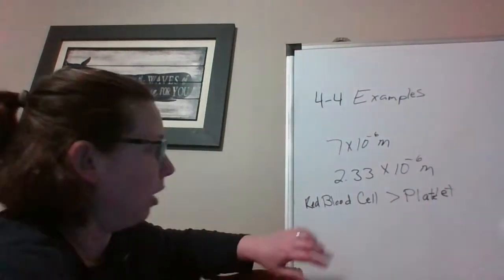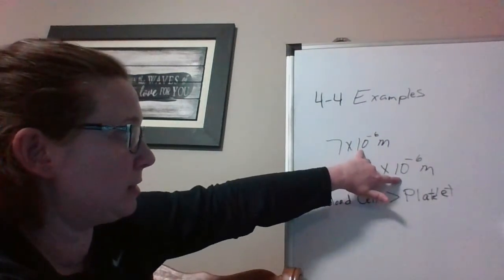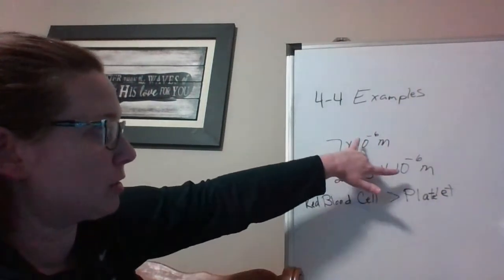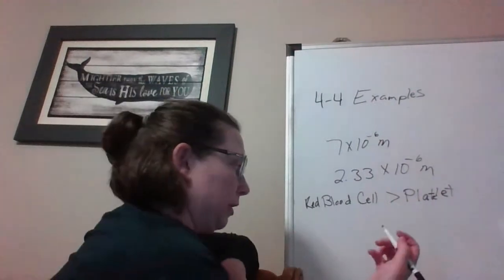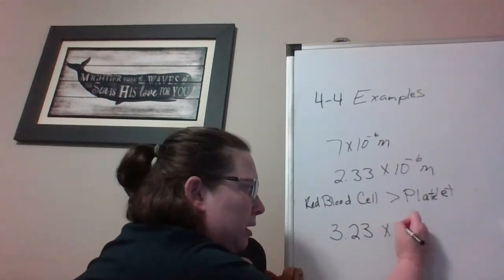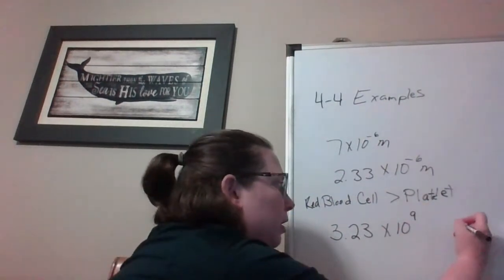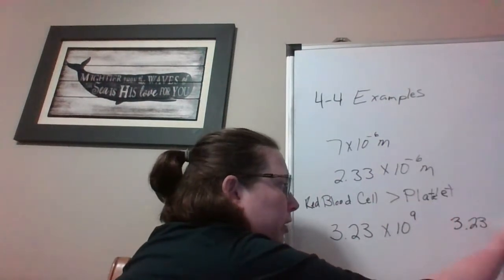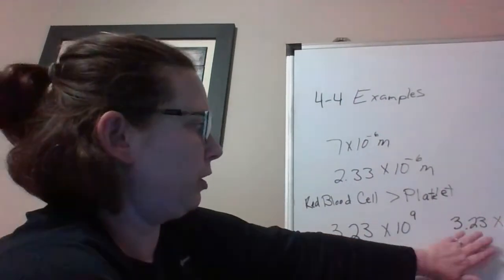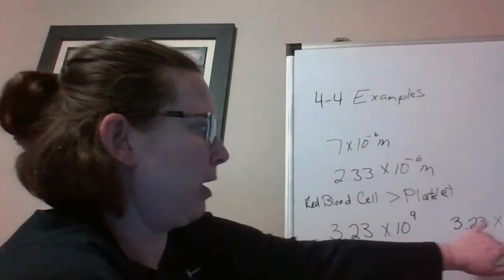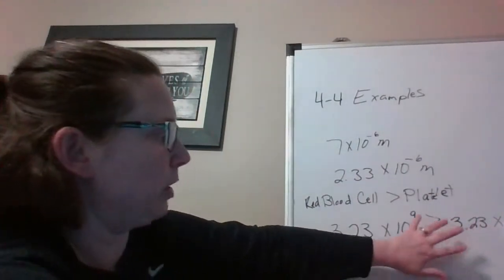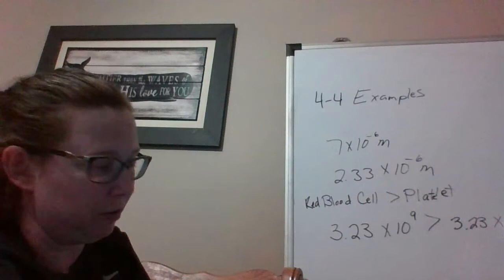Again, if your power of 10 is the same, just compare this. If this is the same, just compare your power of 10. So let me give you an example like that. If we had, say, 3 23/100 times 10 to the 9th power, and 3 23/100 times 10 to the 7th power. My numbers here are the same, 3 23/100, so I can compare my exponents, and this would be bigger than this because my exponent of 9 is bigger than my exponent of 7.